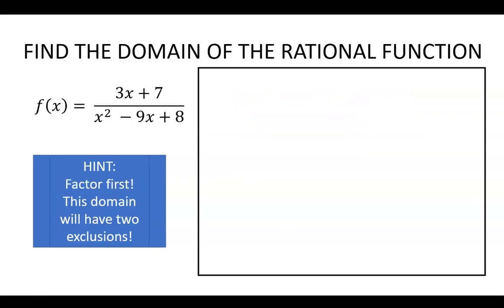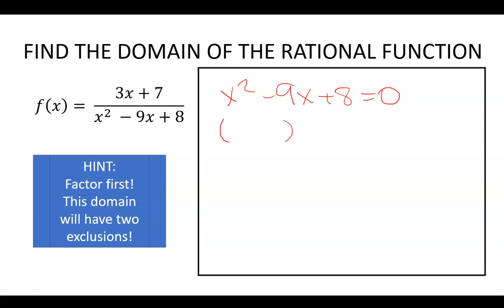Okay, here we have a binomial 3x plus 7 over a trinomial x squared minus 9x plus 8. Same thing. Set my denominator equal to 0. Okay, read my hint. Factor first. And yes, this one will have two exclusions. But to solve this out, you must factor. So pause the video when you think you have it. Hit play.